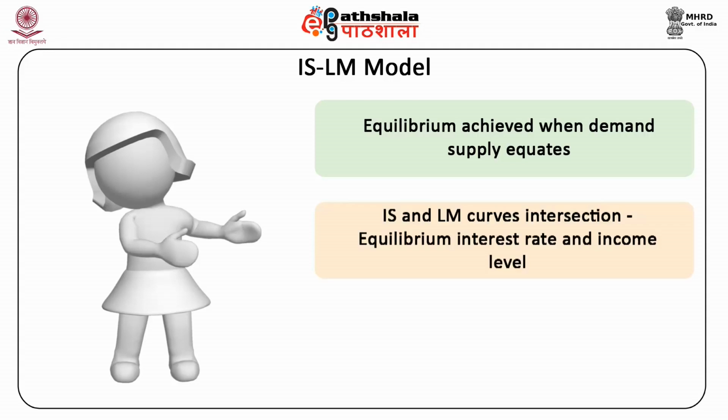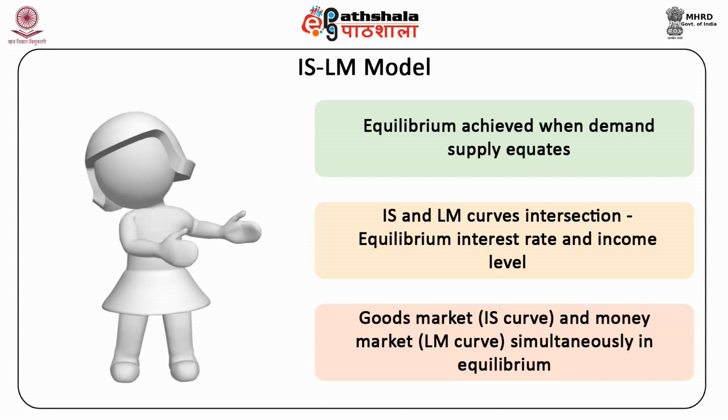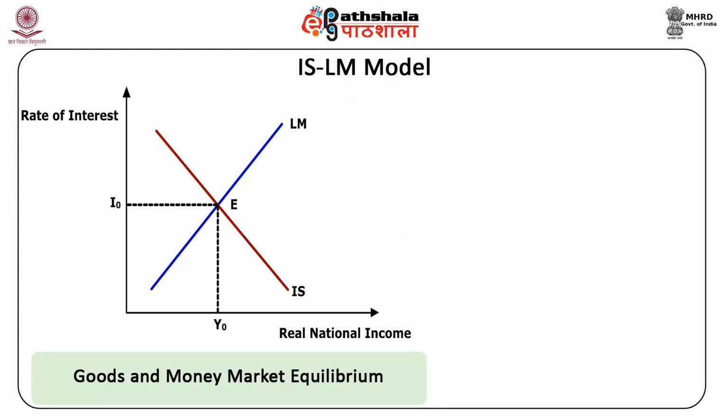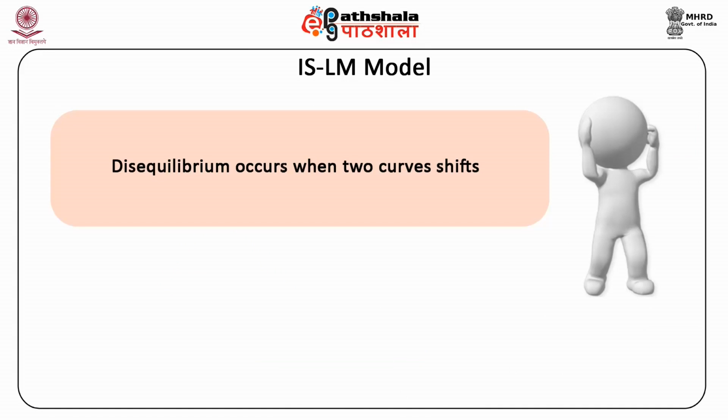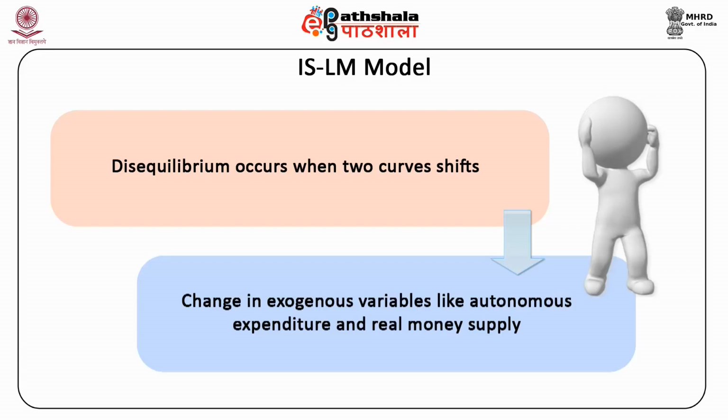At the intersection of IS and LM curves, equilibrium interest rate and income level are determined. At this point, goods market and money market are simultaneously in equilibrium. This is shown in the given figure. At point E, economy is in equilibrium with Y naught income and R naught interest rate. A disequilibrium occurs whenever any of these two curves shifts due to change in exogenous variables like autonomous expenditure, including fiscal policy, and real money supply.